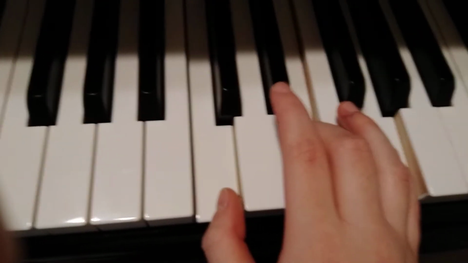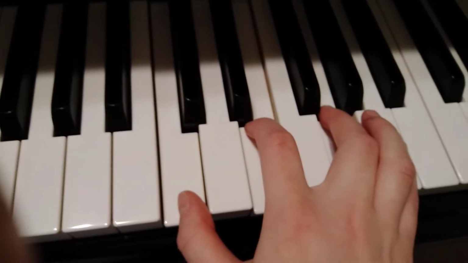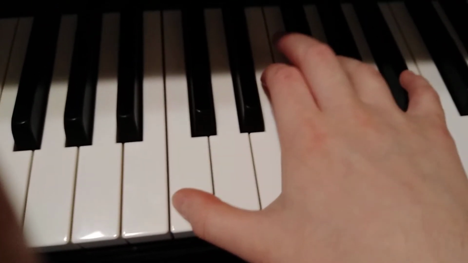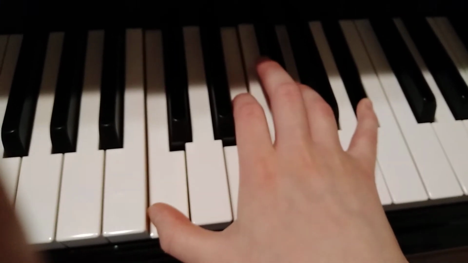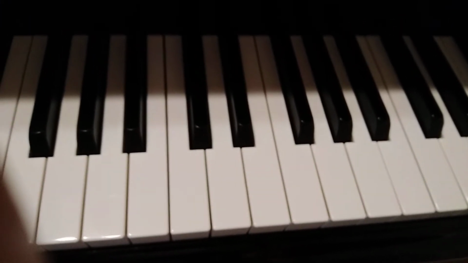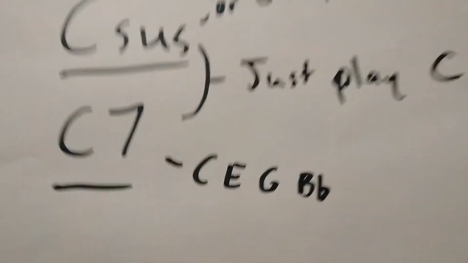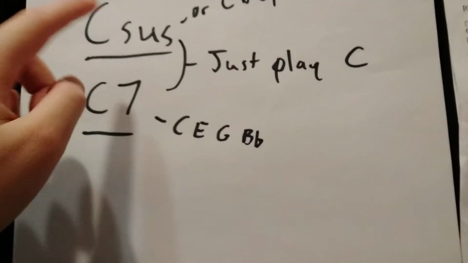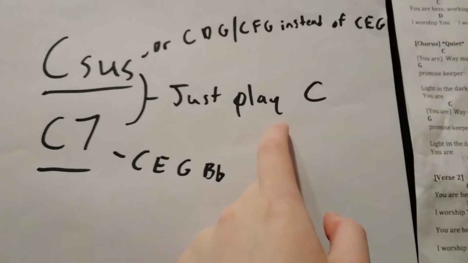Okay. So you have C major. This is C major. If I were to add the 7th, a minor 7th, I would add a B flat. This adds a bit more variety to the song that you're playing. But you don't have to follow the sus or the 7. You can just play C.